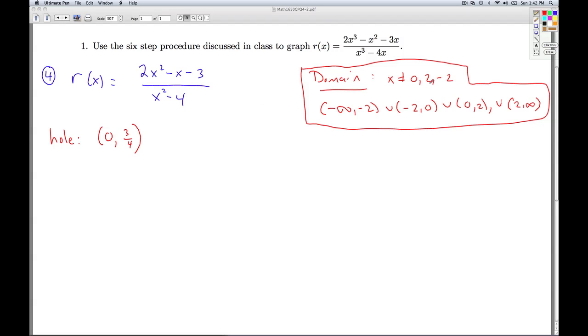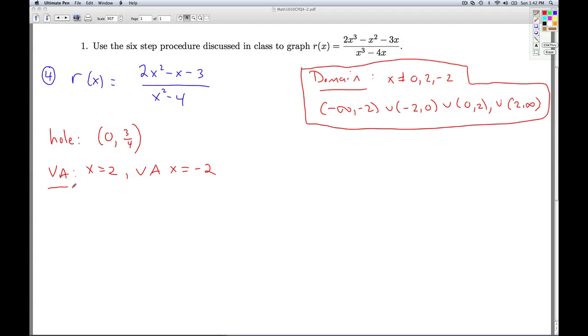When I substitute in x equals 2, I'm going to get a 0 in the denominator still, which means there's a vertical asymptote. x equals 2 is a vertical asymptote. And likewise, when I plug negative 2 into this, I get a 0 in the denominator, so I get a vertical asymptote as well at x equals negative 2. Okay, so that's just using the theorem from section 4.1.